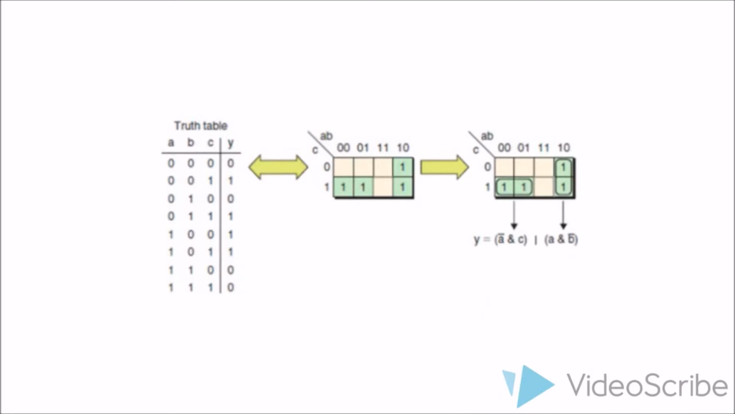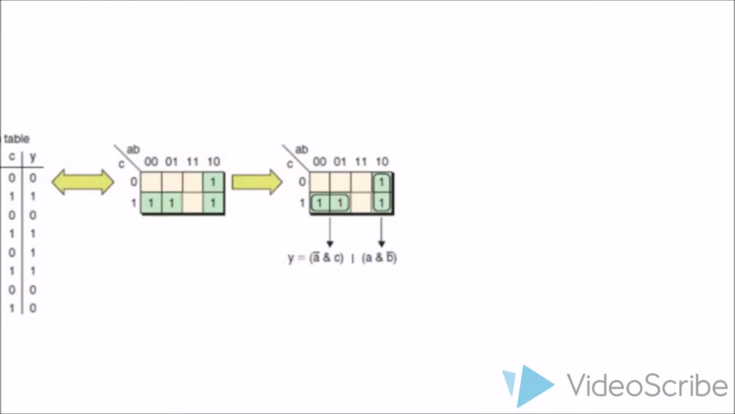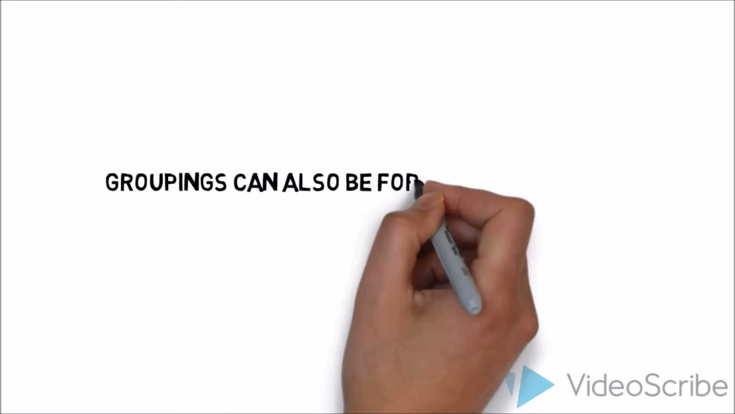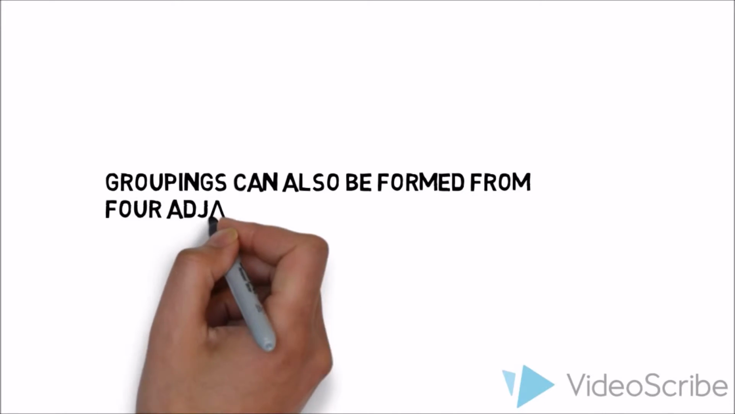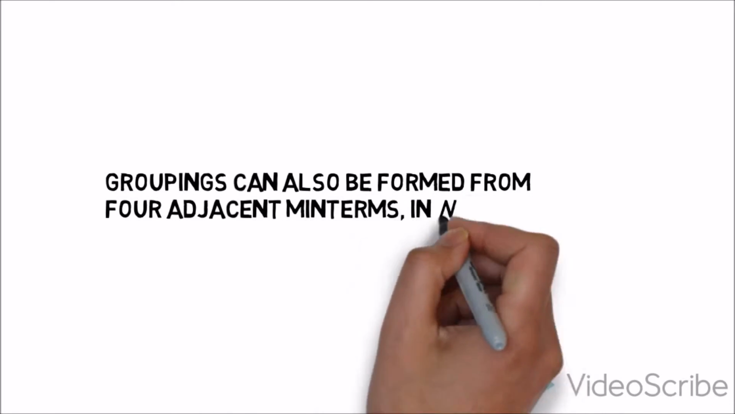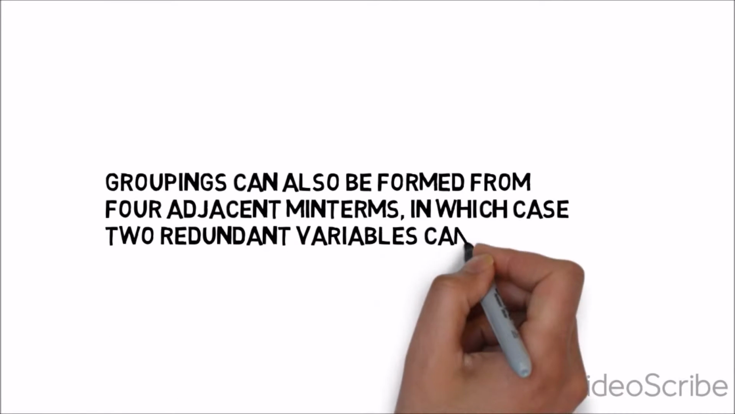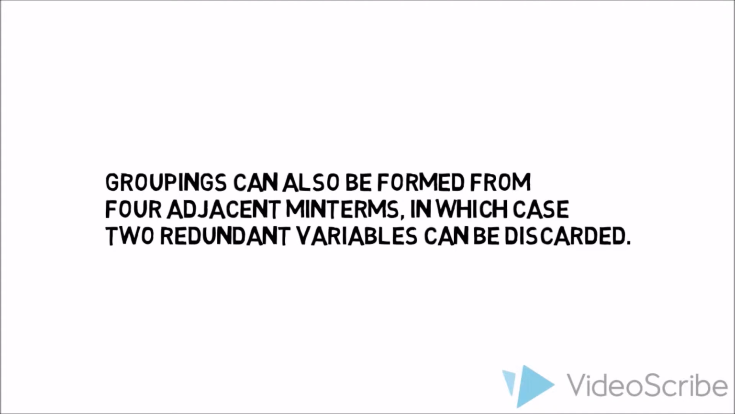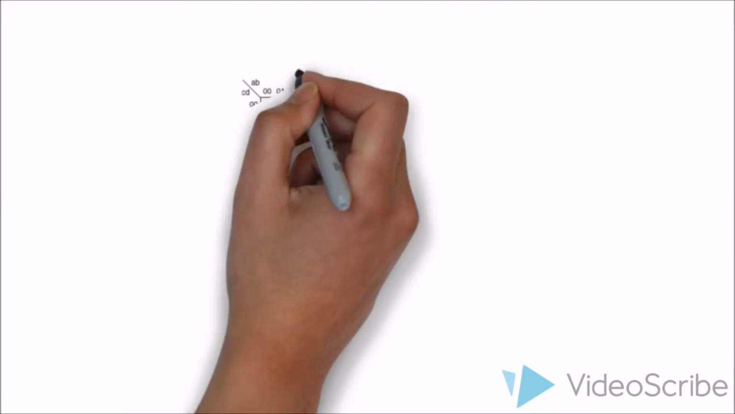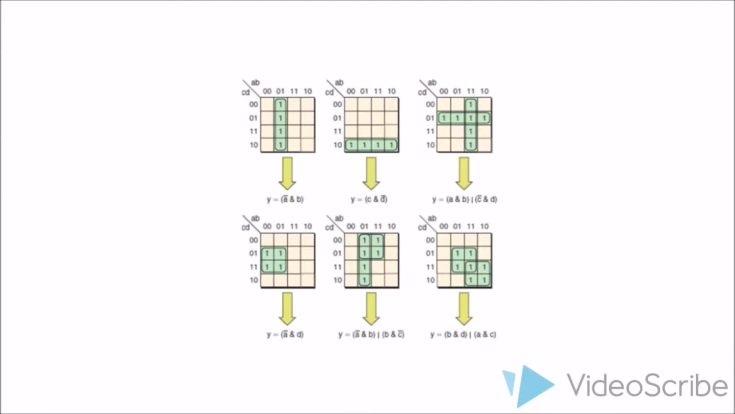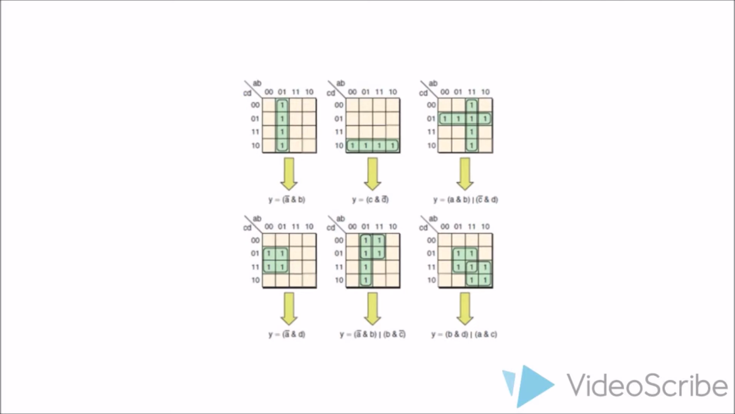As we can see in this picture, it shows the process. Then grouping can also be formed from 4 adjacent minterms, in which case 2 redundant variables can be discarded. Here are the equations for each grouping. As you can see here in the picture, you get the final function based on the minterms.